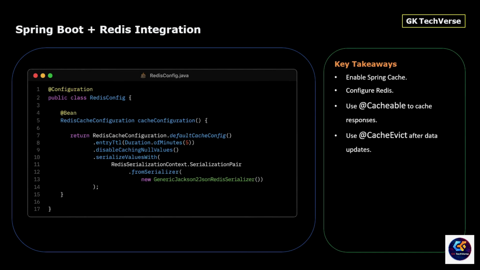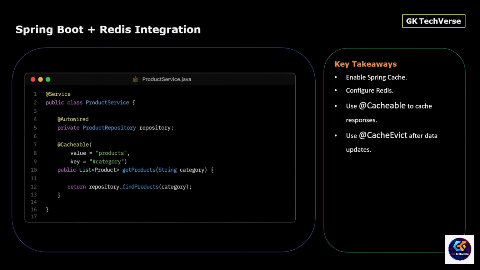Now let's use caching in our service. This single annotation performs everything we have learned in this video. Spring Boot generates the cache key, checks Redis, and returns a cache hit immediately if the data exists. Otherwise, it executes the method, stores the result in Redis, and applies the configured TTL.